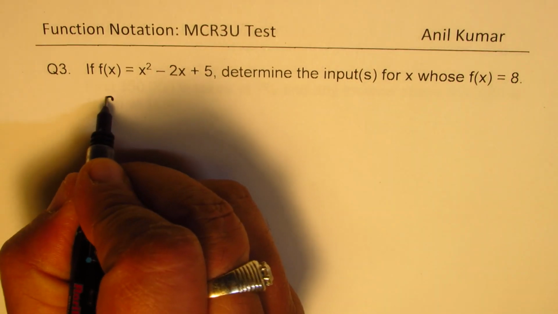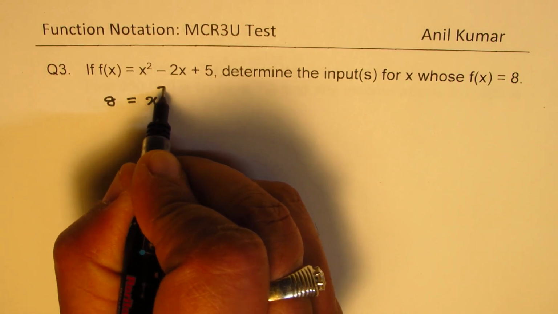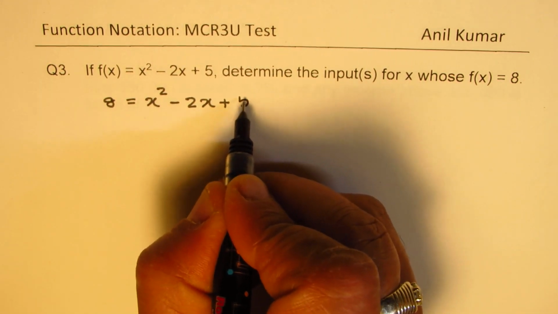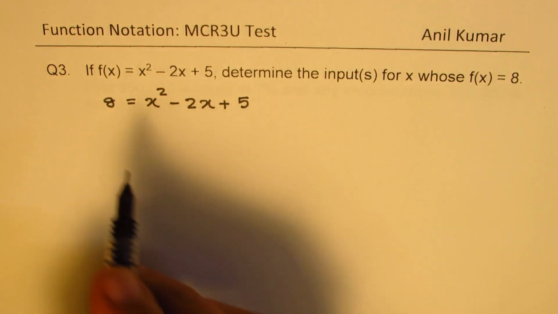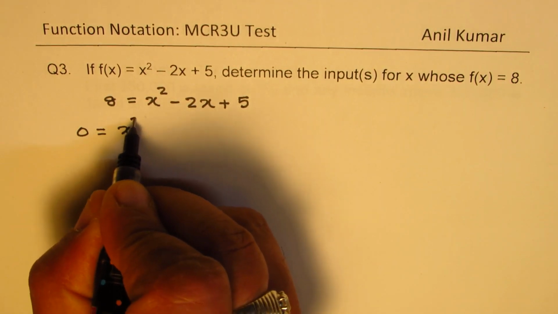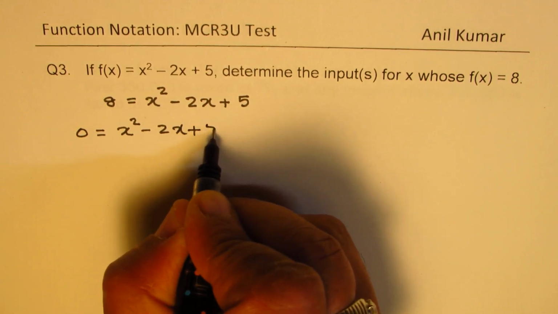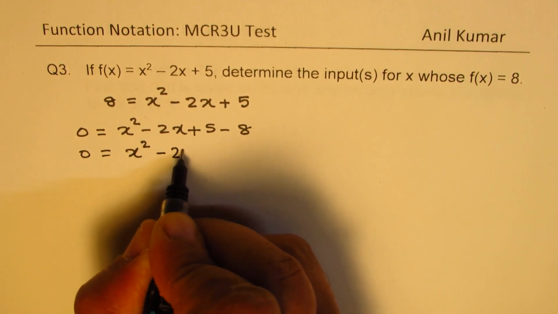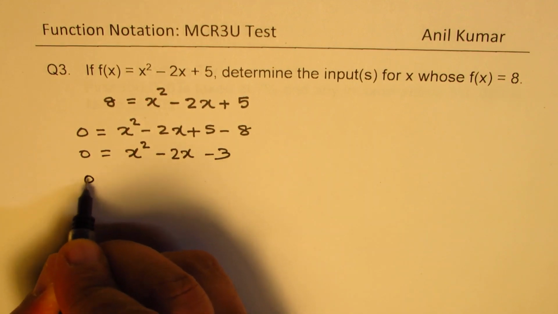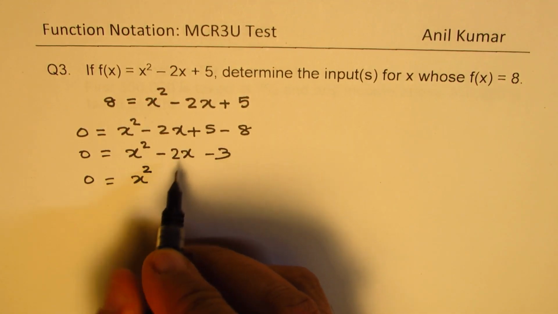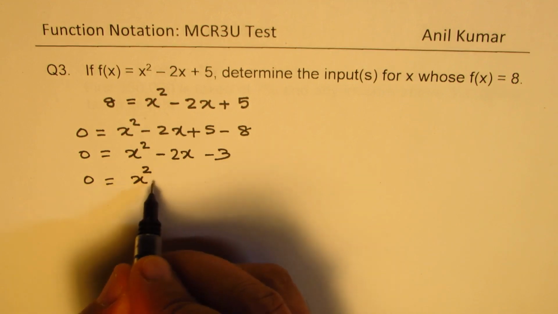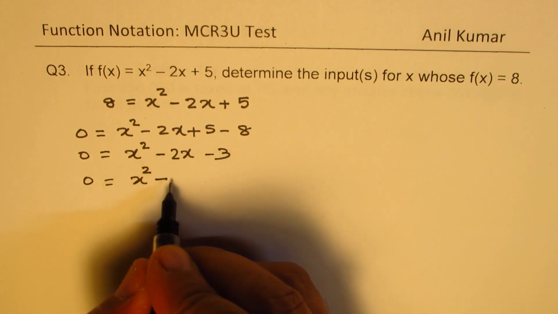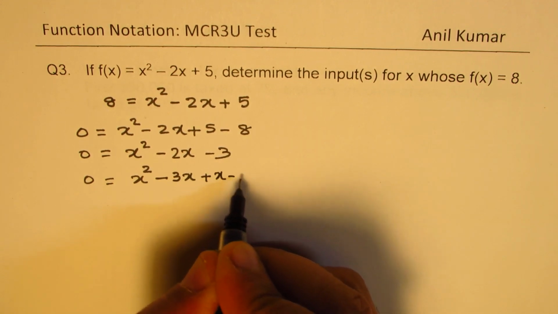So basically, we'll substitute 8 for f of x and we'll figure out what x is. So the equation now is 8 equals x squared minus 2x plus 5. Taking 8 to the right side, we get 0 equals x squared minus 2x plus 5 minus 8. And that gives us 0 equals x squared minus 2x, and that is minus 3. We can factor the right hand side, and we can split this as minus 3 times 1, plus 1. So minus 3x plus x minus 3.